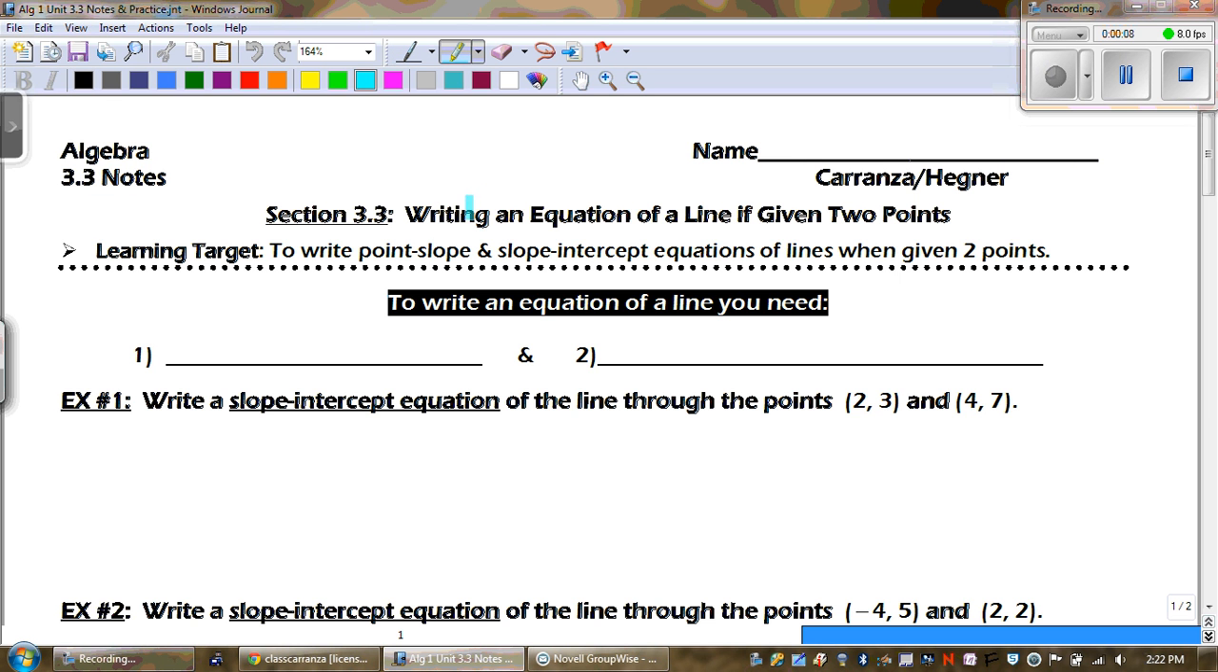Today we are talking about writing an equation of a line if given 2 points. Our learning target today is to be able to write point-slope and slope-intercept equations of lines when given 2 points. Now, let's review real quick.